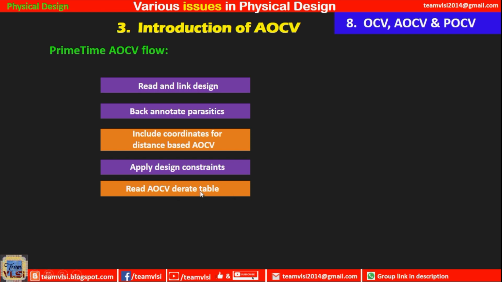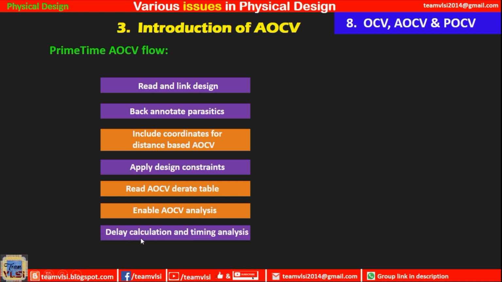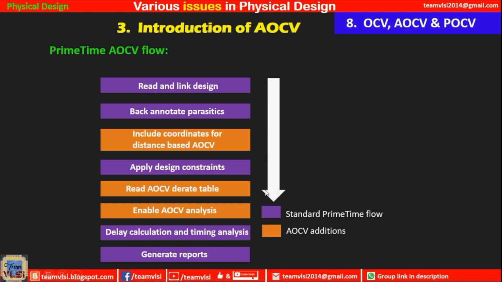It could be either a 1D or 2D table. Then enable AOCV analysis. It could be enabled for clock only, or for both clock and data. Then delay calculation and timing analysis will be done, and then it will generate the reports. So your flow is going in this direction, and with this color, this is the standard PrimeTime flow, and with this color, these three steps are additional steps for AOCV.